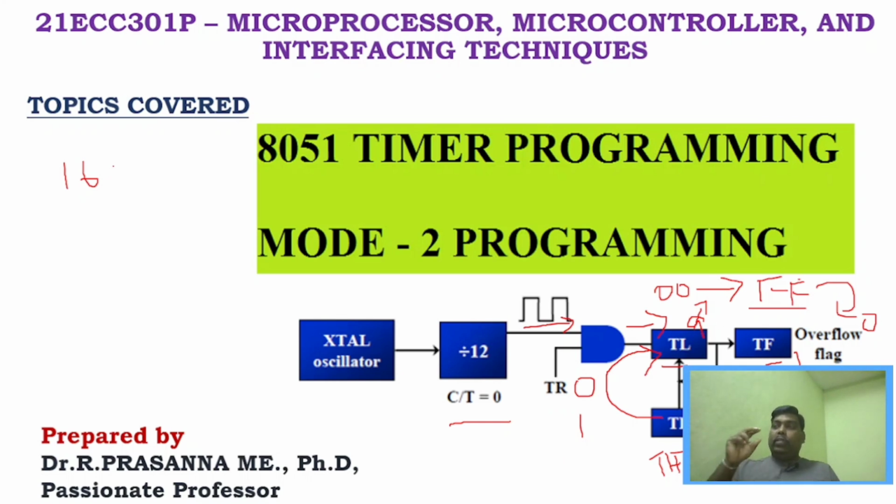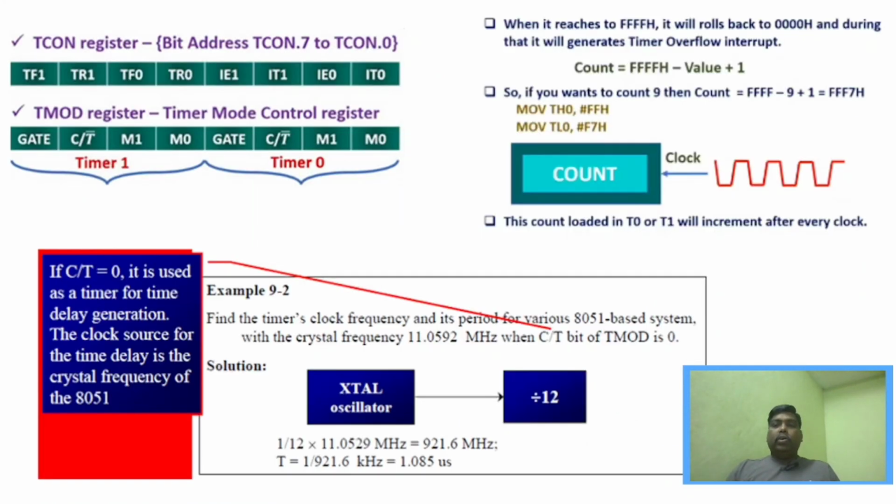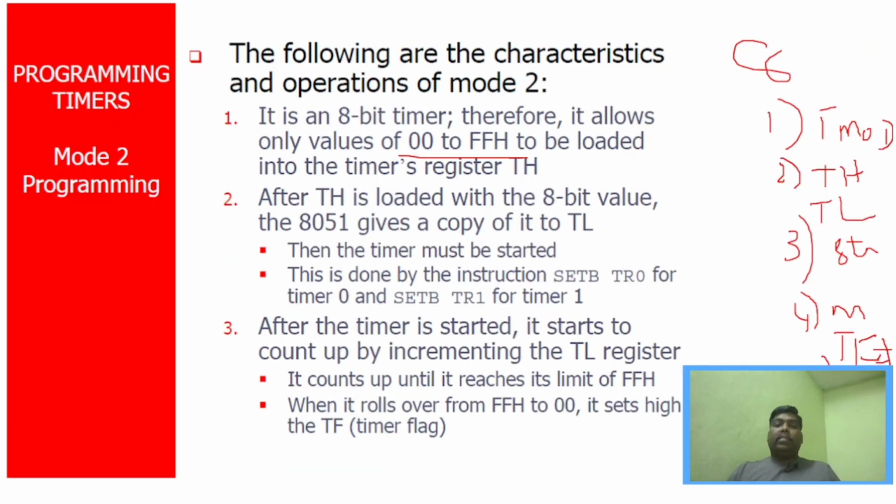That particular count will be given as a copy to TL. So it's not about giving the value to TL. The first thing is they will load the TH value, and that copy will be given to TL. And then we have to start the timer. We know how to start the timer, either using SETB TR0 or SETB TR1. Once the timer starts, we have to continuously monitor.